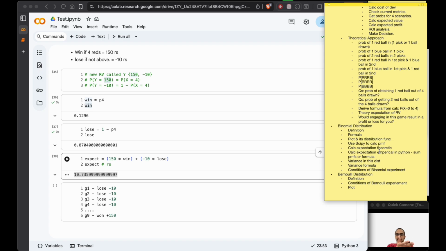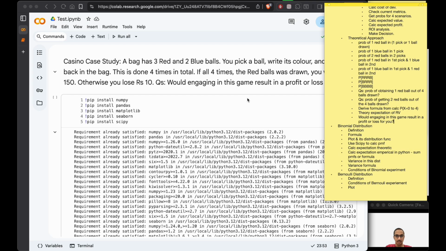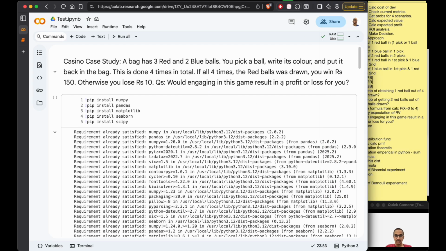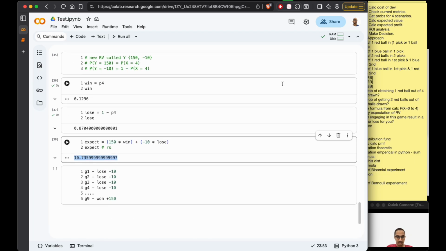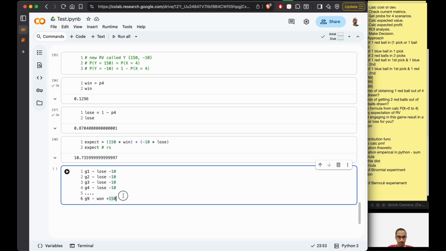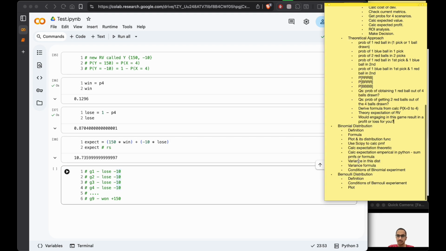So the conclusion is we should play the game. The question was asking, would engaging in this game result in profit or loss? The answer is yes. Engaging in this game would result in an average profit of 11 rupees per game. So that is the thing. Now let's get into the next topic, which is binomial distribution.